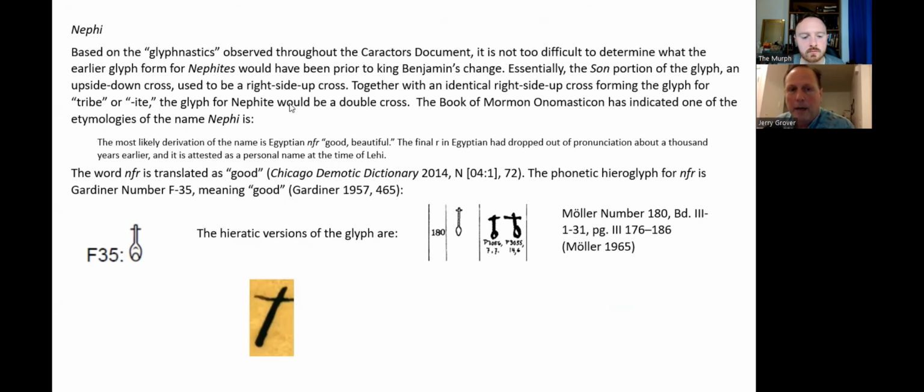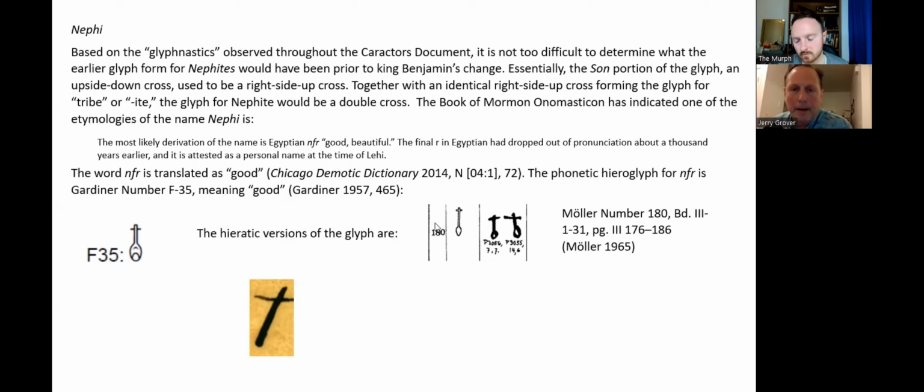Okay, here's the Nephi based on the word Nephite. We talked about the Nephi second, Nephi third. This would be Nephi one. Again, we have Nefer and good. Here's the word in Egyptian for Nefer. And again, that is an Egyptian word. They're not saying Nephi has a Hebrew meaning. Everybody's kind of said that means beautiful in Egyptian. So his name is an Egyptian derivation.